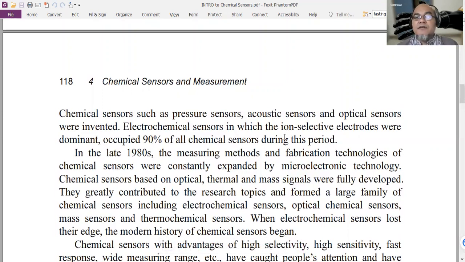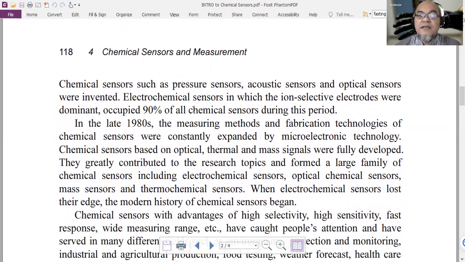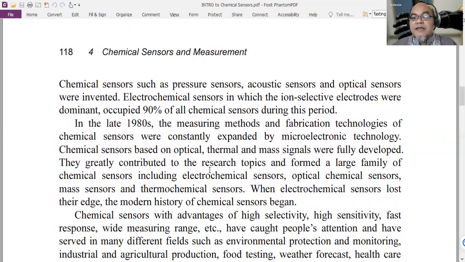Then the ion selective electrodes continued to be developed as one of the oldest electrochemical sensors. During that period, almost 90% belonged to the ion selective electrode class as one class of chemical sensor. Then in the 1980s, since the development of the IC, integrated circuits using microelectronics technology increased rapidly, and the manufacturing technology of chemical sensors also started to use this microelectronic technology, and they started to be miniaturized. Especially the electrochemical sensors, because electrochemical sensors convert any chemical reaction or change into an electronic change.